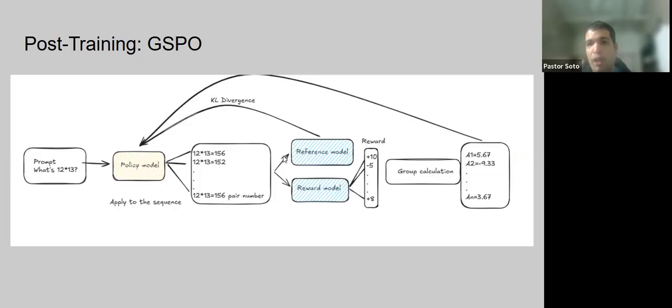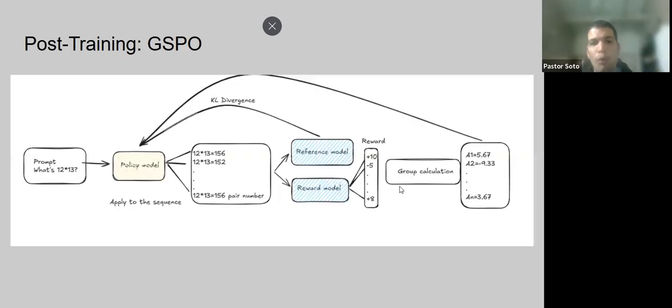Let's say for the first one, which is the correct answer, it shows plus 10. And this one is a wrong answer, so it's minus 5. And this one is a right answer, but it's providing information that I didn't ask. So it's better than a wrong answer, but it's not the best answer. So we wanted to have it in a lower rank, so we put it at plus 8.